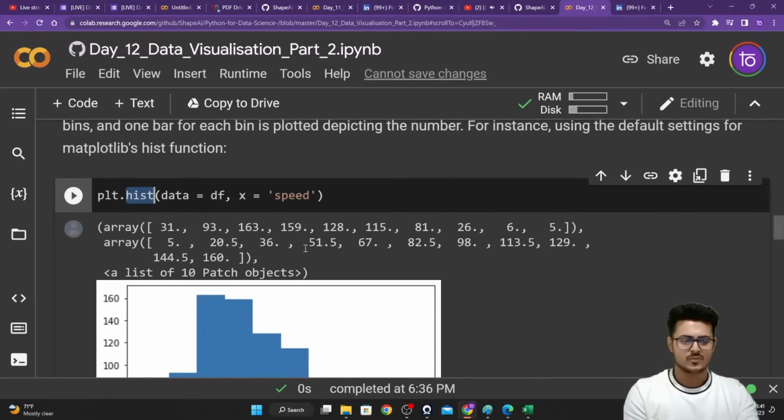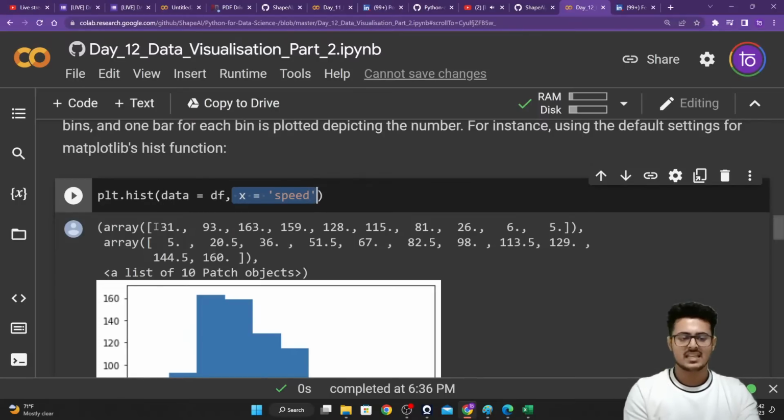To plot it, it's very simple. Hist, and then which data do you want to use? We are going to use the DF data, that is the data frame, the Pokemon data set that we have created. And on the x-axis, we want the speed to be there.